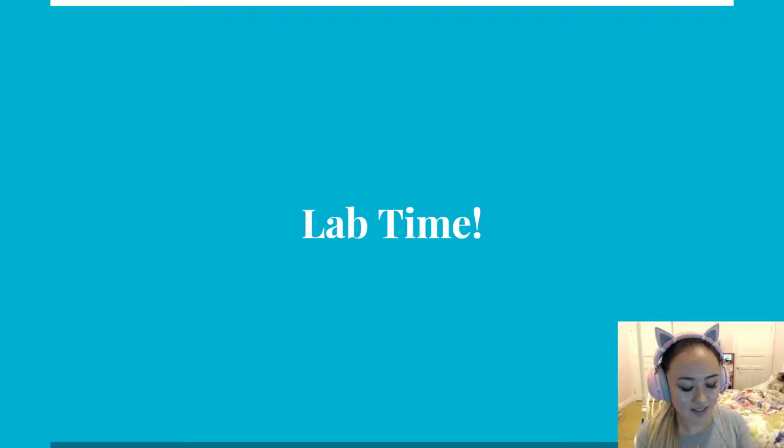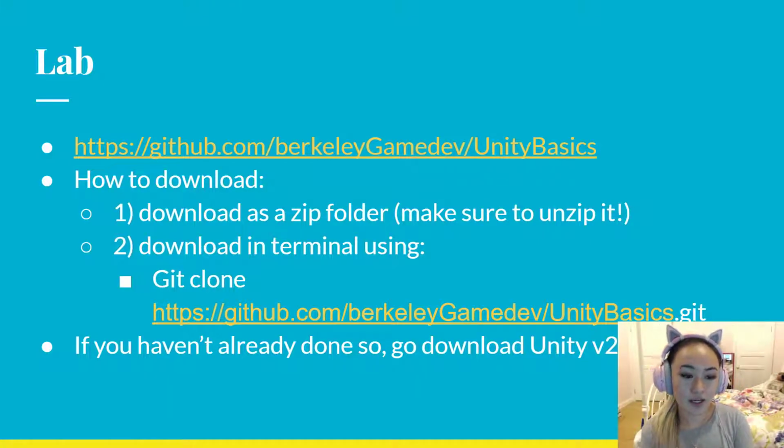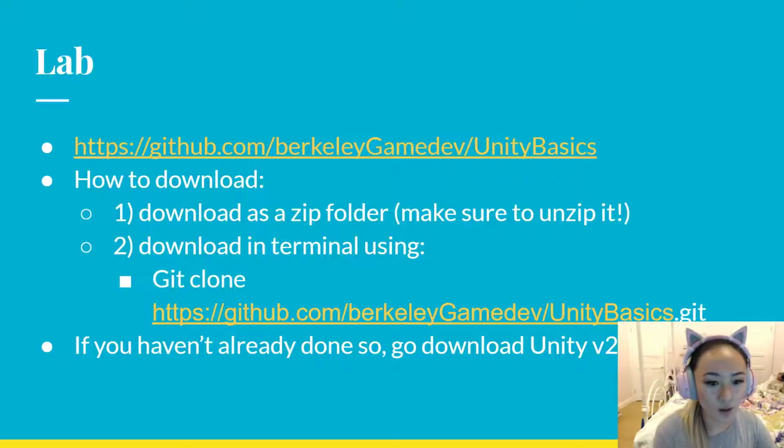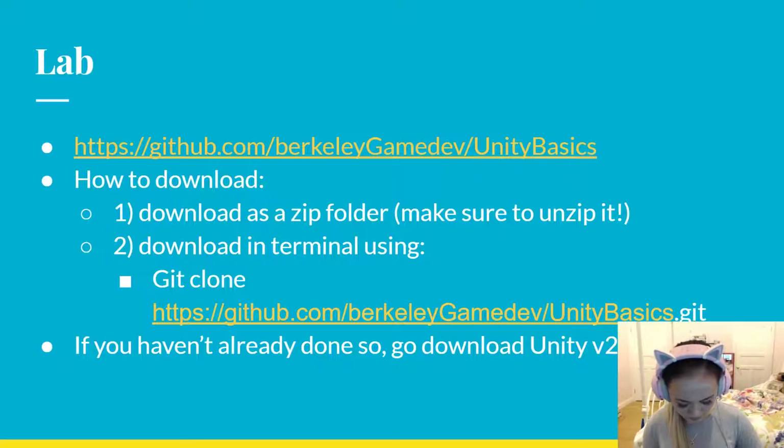So lab time, guys. So here is the GitHub link to the lab. There's two ways to get it. One, you can download it as a zip folder. Please make sure to unzip it. Also, my computer has a tendency to unzip it as a folder within a folder, so make sure you're opening the correct one. Or you can download it in terminal using git clone, just type that link below and you should be good to go. Also, if you haven't already done so, please go download Unity, please. All of the stuff is done in Unity and you probably should have done this already.